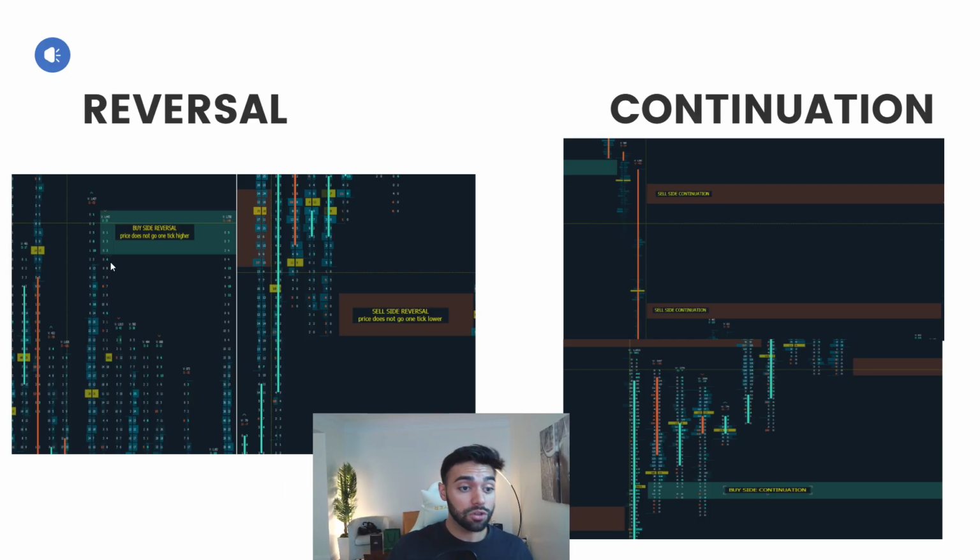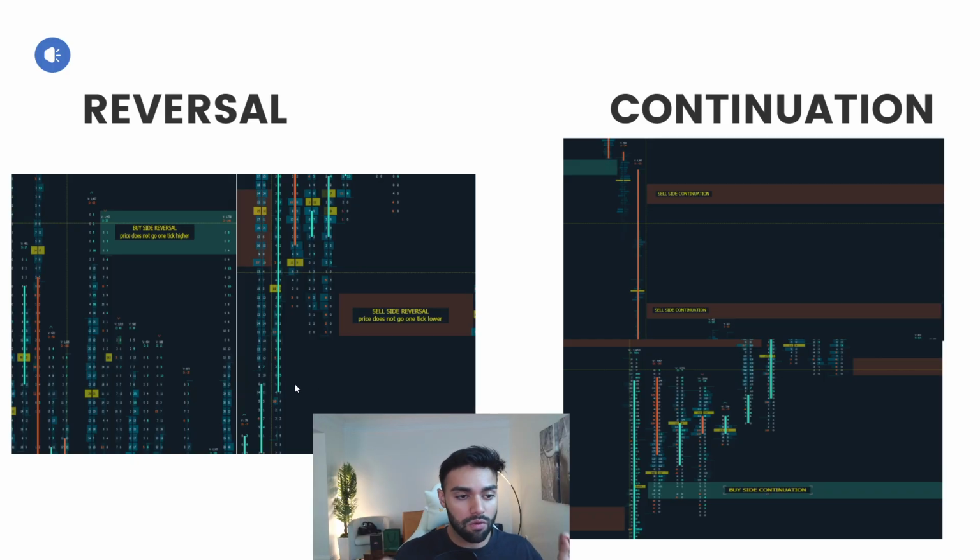Now, a reversal imbalance is the opposite. You've got to think about it the opposite of a continuation. So when you see abnormal activity on the very top or bottom end of a candle with not even a single bid going above it. A reversal buy side imbalance will print at the very high end of the candle. Usually it'll be dead volume, and price does not go a single tick higher. It instantly reverses. Sell side on the other side is price does not go a single tick lower, usually low volume, and price instantly reverses.